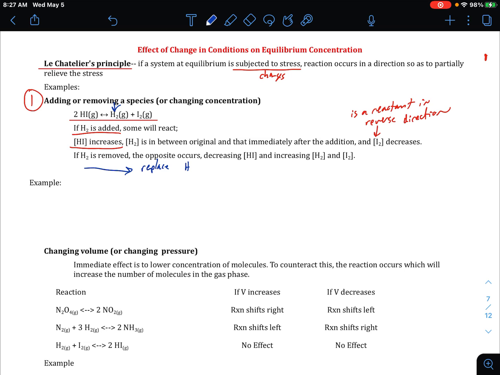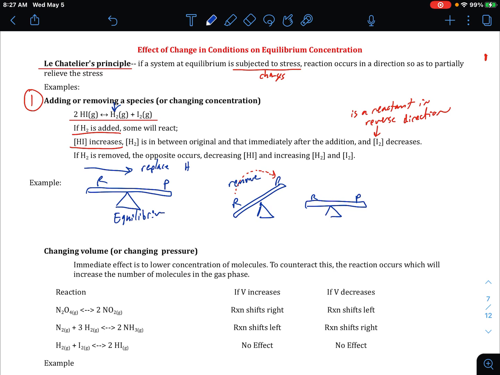So you can think of this as a teeter-totter. Reactants, products. And if the balanced state is what we call equilibrium, if something is removed, so let's say we removed R, we are no longer balanced. So the only way to get this to be balanced again is to shift whatever is R and add to the product side. And if you keep doing that, eventually you will have a state of equilibrium again. All right, so that's what happens when we add or remove reactant or product, and that means changing the concentration of them or adding or removing.